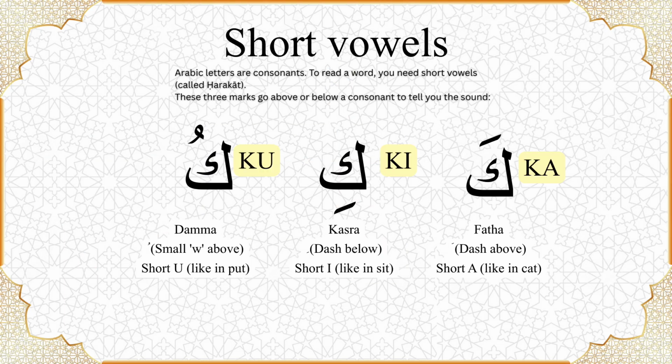Before we read full words, we must understand the short vowels, also known as harakat. In Arabic, the letters are consonants, and these small marks tell us what vowel sound comes next. There are three main marks you need to know. Fatha. This is a small dash placed above the letter. It creates a short A sound. Kasra. This is a small dash placed below the letter. It creates a short E sound. Damma. This looks like a tiny loop or a small waw placed above the letter. It creates a short oo sound.